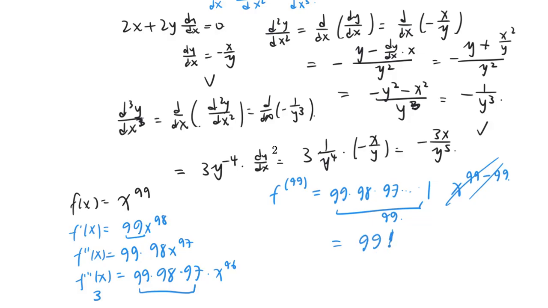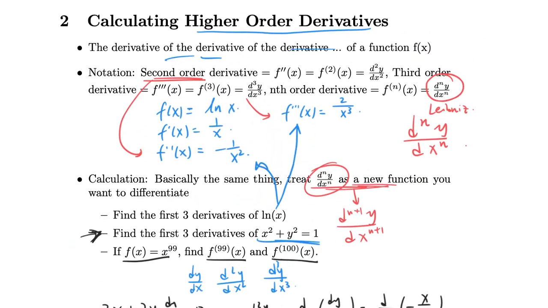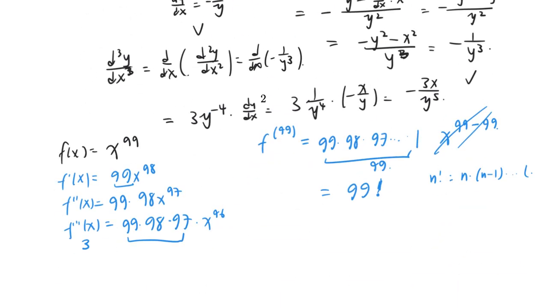Factorial means, n factorial means you multiply from n all the way to 1. In general, this is for integers. Of course, there are people who've expanded this to negatives and decimals and real numbers. So the 99th derivative is just 99 factorial. Then the 100th order derivative would be what? Well, this is already a constant. If we take the derivative of this with respect to x, the derivative of a constant would be 0.